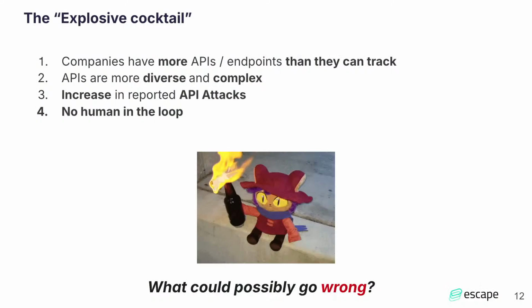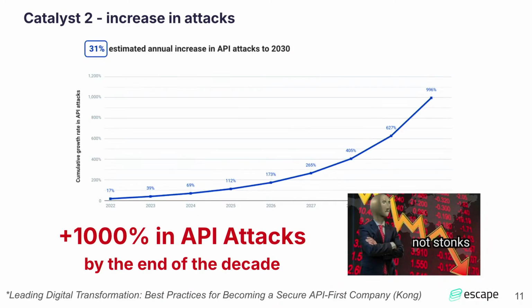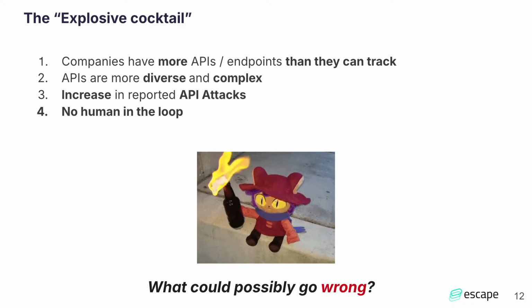The second one is that there is also an increase in attacks on those APIs. This is a report by Kong, and they basically forecasted that by the end of the decade, there will be a 1,000% increase in API attacks. So if we combine all of that, our gut feeling and those catalysts, we kind of get an explosive cocktail. The companies have more APIs and endpoints than they can track.